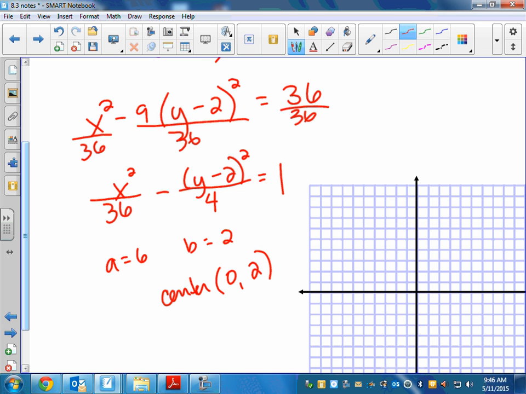0, 2, because there's nothing over here. And so if it just says sketch the graph, you don't have to list out the vertices and all that stuff, but you do need to know how to get those asymptotes. And so that's where the little shortcut I think is helpful.